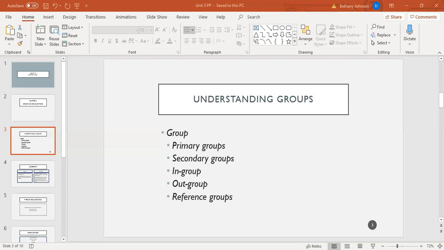So if that is the type of reference group you're looking at, you want to make certain you are not behaving in the same manner that they are, or you're not holding the same thinking and beliefs that they are.